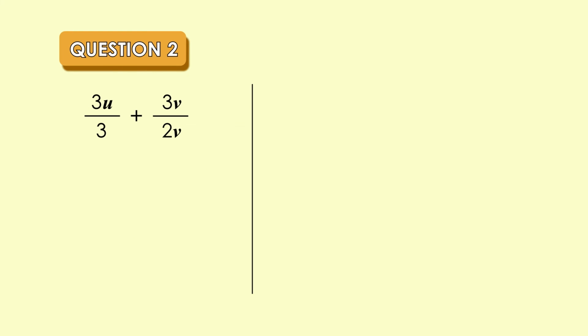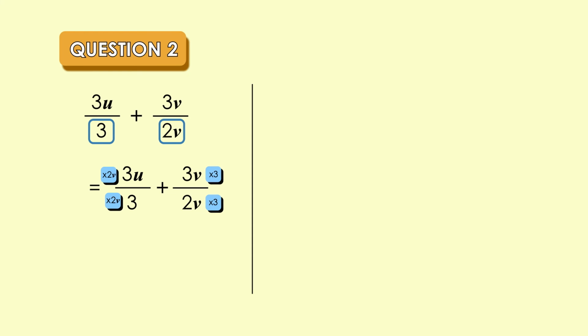Let's proceed to question number 2. First, let's check the denominator of the algebraic fractions. How do we equate the denominators? First, we perform the common factor for the denominator, 6v. Then, multiply 3 by 2v for the denominator and multiply 3u by 2v for the numerator. Next, multiply 2v by 3 for the denominator and multiply 3v by 3 for the numerator.